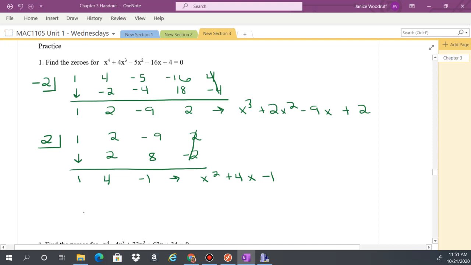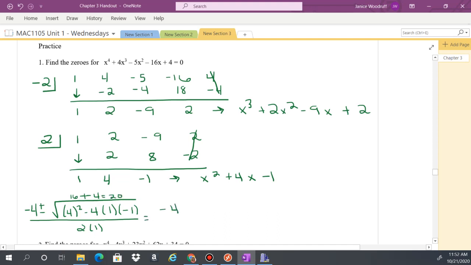So we will go negative, let's see, -4 for b plus or minus 4 squared minus 4 times a, and c is -1 over 2a, so 2 times 1. So we'll have, let's see, 4 squared 16 minus 4 times 1 times -1, so -4. So that turns into 16 plus 4. I'm going to have a 20 under my radical. So -4 plus or minus root 20 over 2.